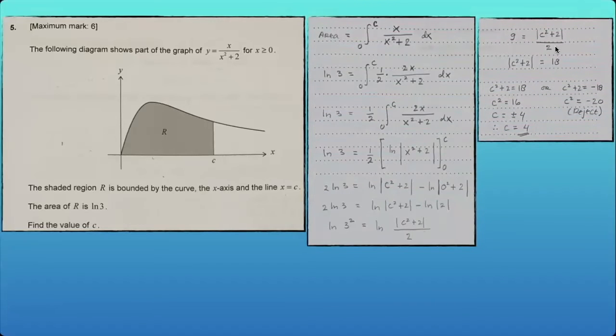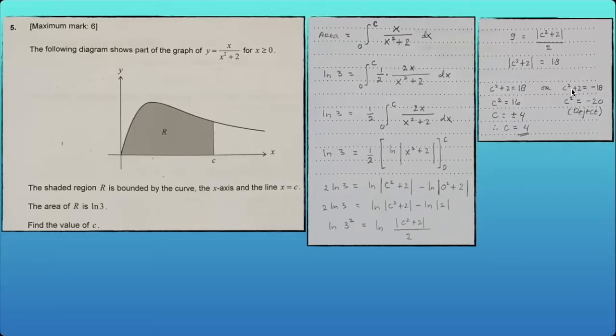And then we can multiply both sides by 2 to get these. And if we open this absolute value notation, we end up with c squared plus 2 is equal to 18, or c squared plus 2 is equal to minus 18. And then we can solve for c. Let's begin with this one here.